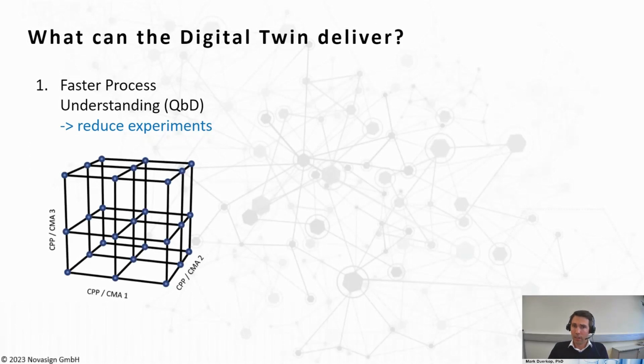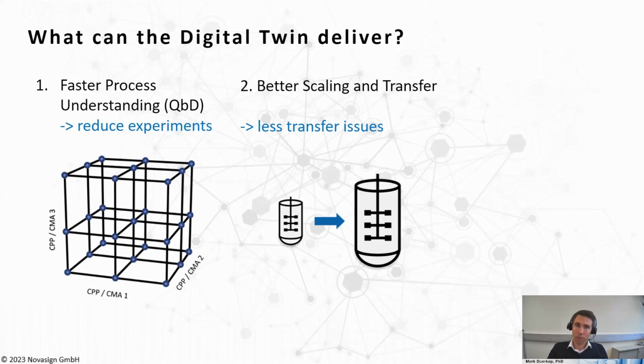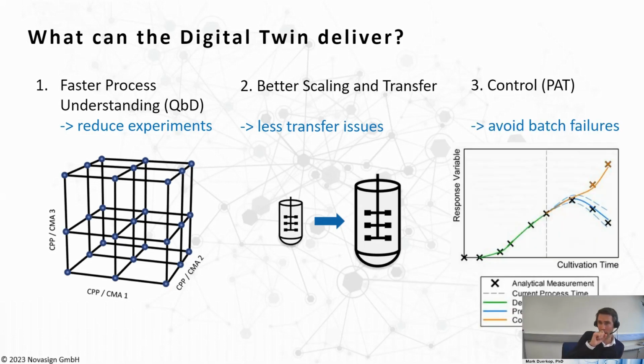So what can it deliver? As said, different perspective, but same picture. Faster process understanding. So we want to reduce experimental effort to describe a certain design space in the QbD concept. We want to use this process knowledge or these process models during scale up to basically take this learning from the small scale and bring it to the larger scale. And finally, we want to use this type of models for process control purposes. So what I just showed you, okay, something goes wrong, how can we interact with the process in order to get to the desired quality?